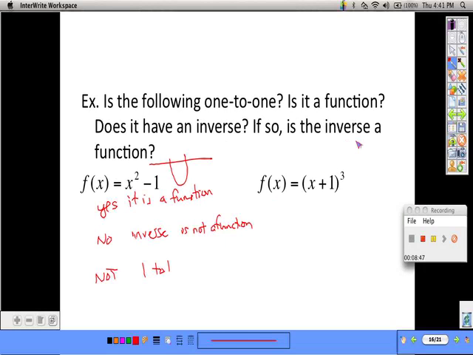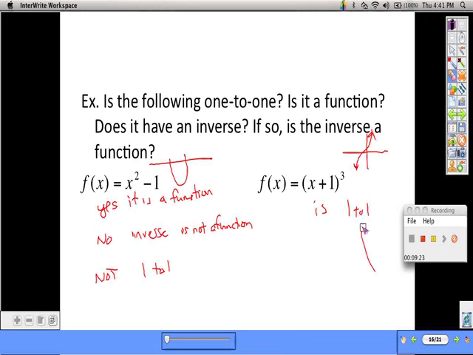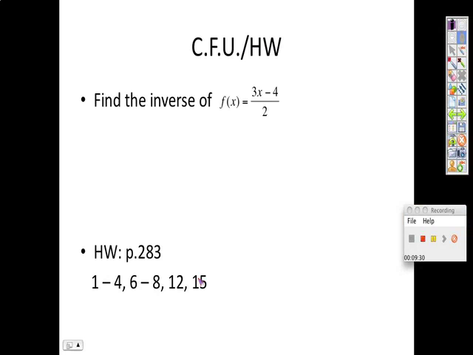For (x plus 1) cubed, that graph looks something like this. It passes the vertical line test. It is a function. We could find its inverse. And it also passes the horizontal line test. So since it passes both the horizontal line test and the vertical line test, (x plus 1) cubed is 1-to-1. So, to check to see if you know what's going on, find the inverse of this function.